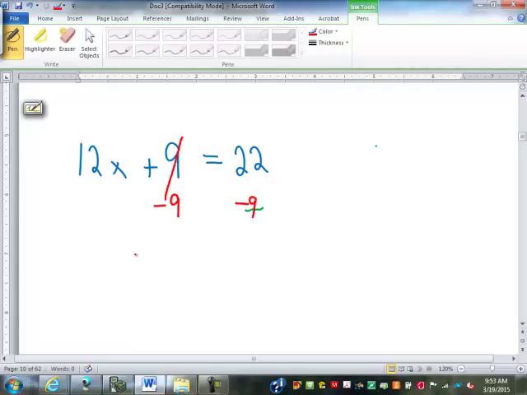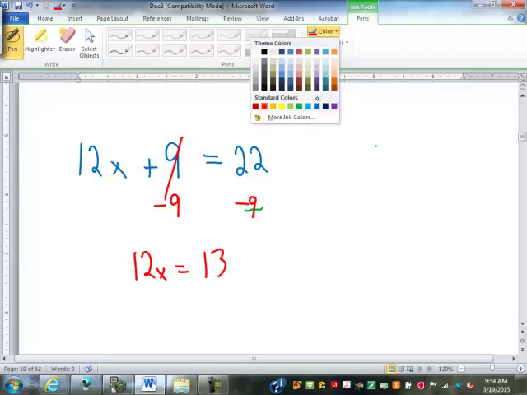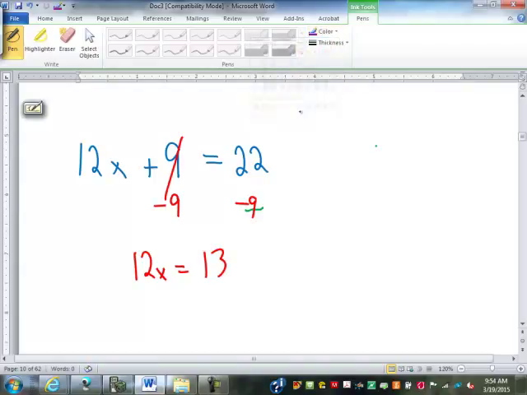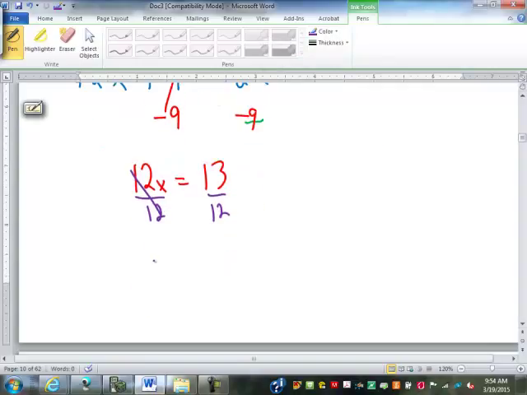We'll subtract 9, so 12x equals 22 minus 9 is 13. And then, well, no, we divide by 12. It's 13 divided by 12, not 12 divided by 13. You've got to be careful. So either 1 and 1/12 or 1.08333333.